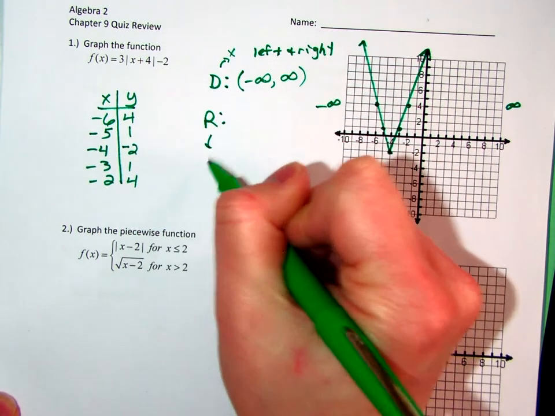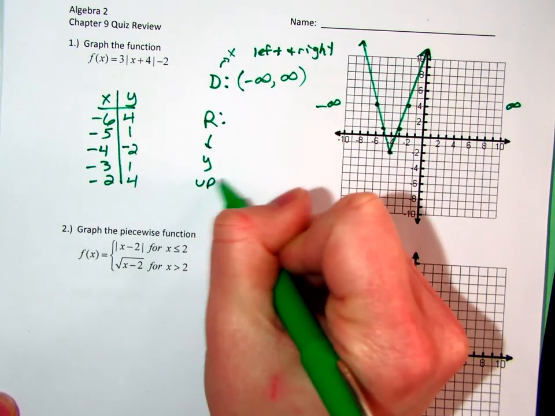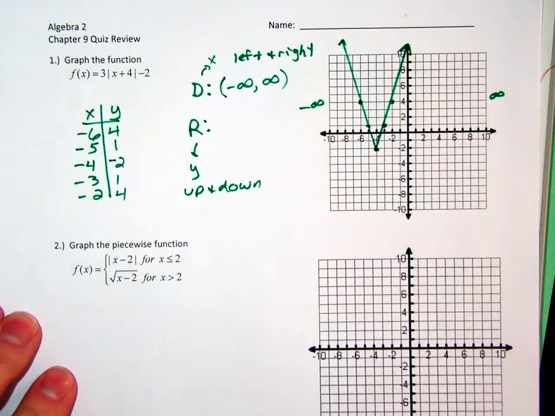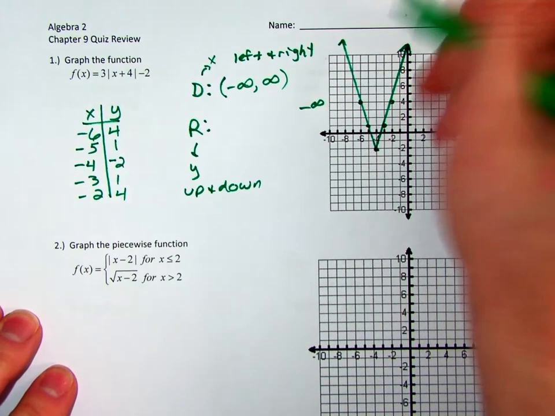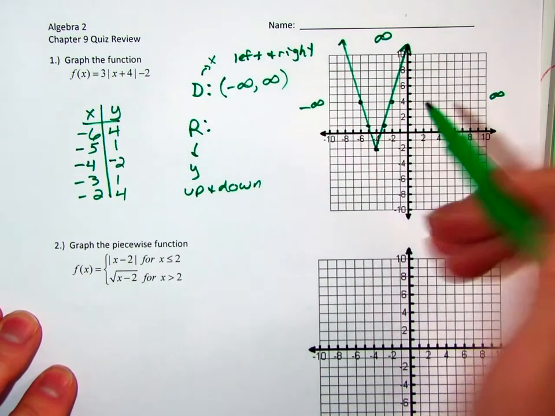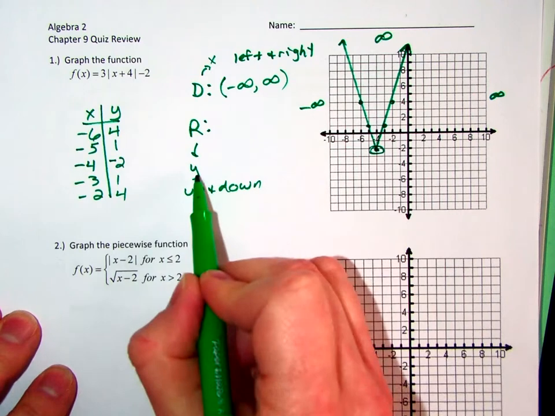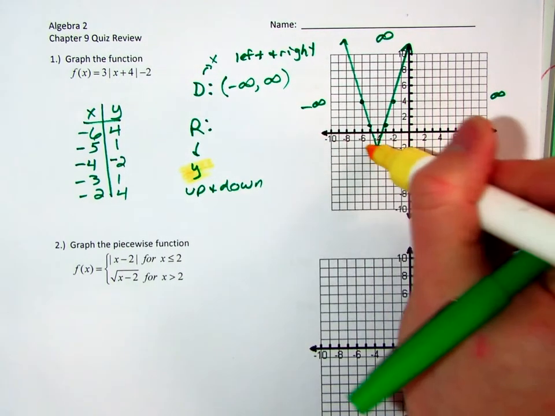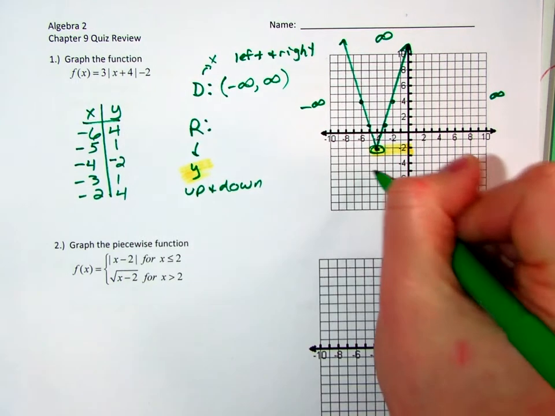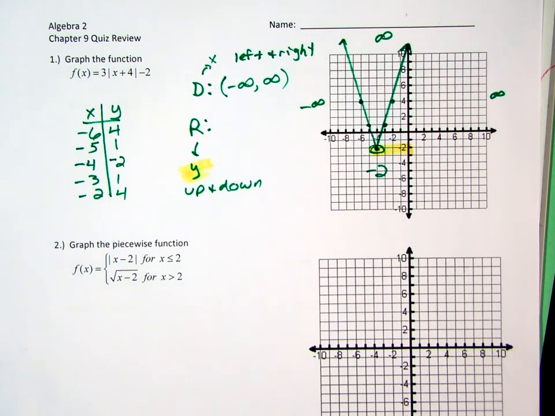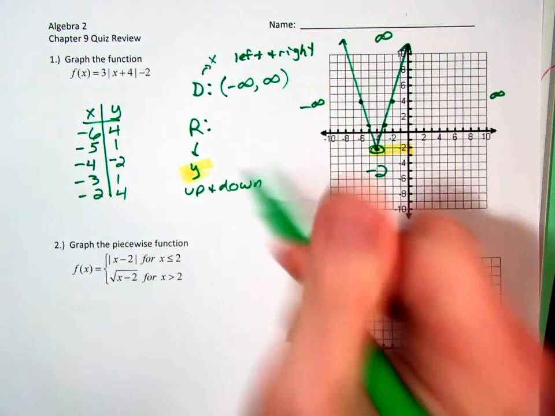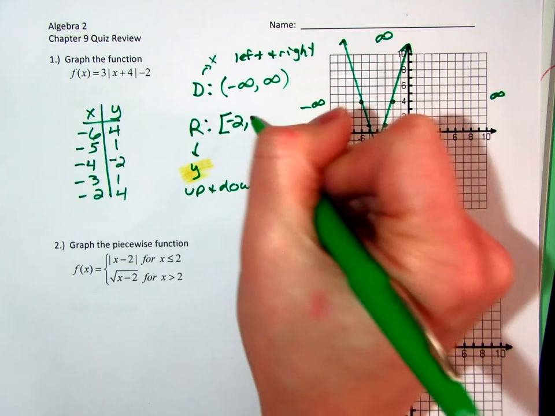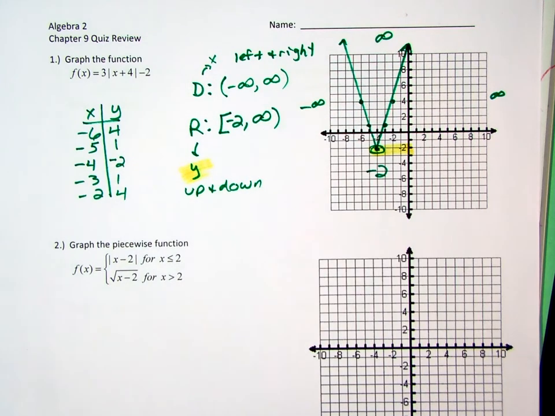For my range, that's my y values, so that's my up and down. So I need to ask myself, do I ever stop going up, or do I ever stop going down? I never stop going up, so that's positive infinity. I do stop going down right here. And remember, I'm looking at my y values, so I want to know the y value at that point, which is negative 2. So my lowest value is negative 2, and it gets a square bracket because that's a number that's actually included in the graph, and positive infinity with the parenthesis.